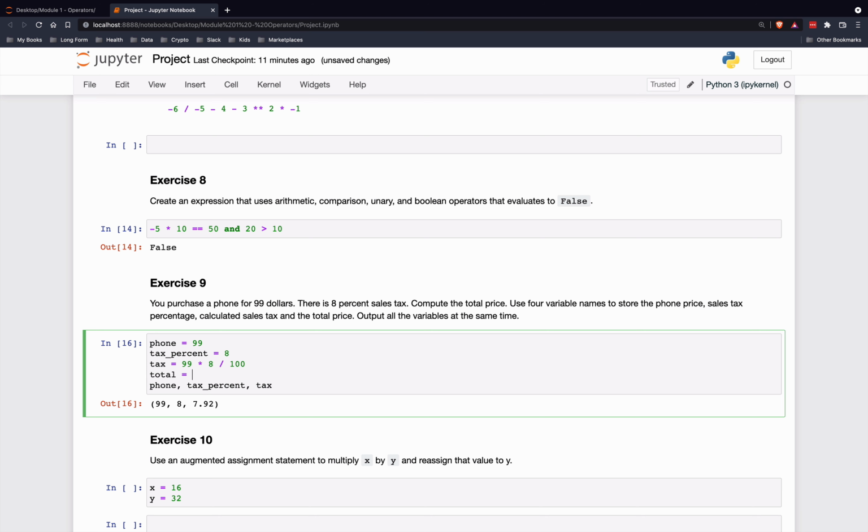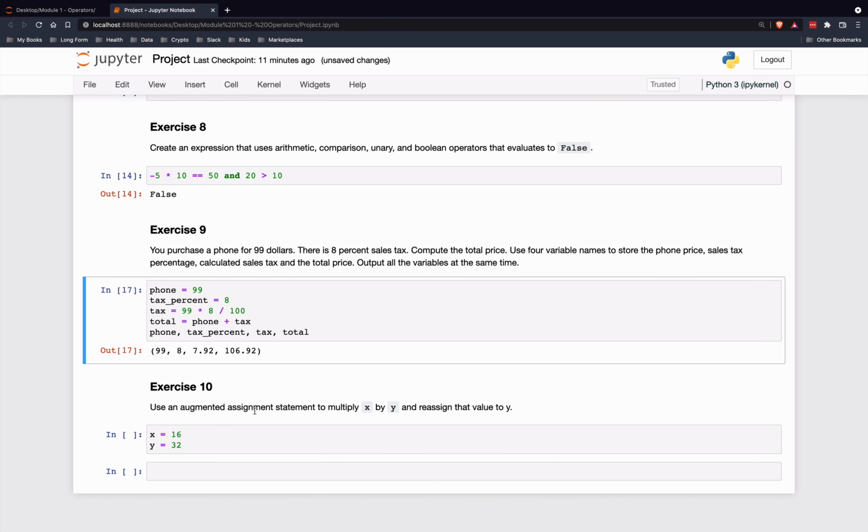Total equals the phone plus the tax, right? So we're going to do 99 plus this tax that we calculated, and then we'll just add it over here so we can see all of them. It says output all the variables at the same time. So 99 for the phone, 8% tax, $7.92 for the tax, and then $106.92 for the total.